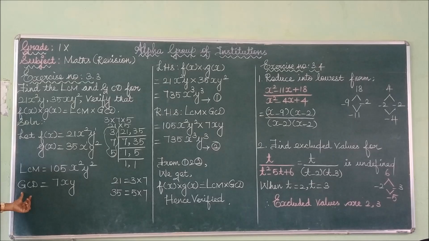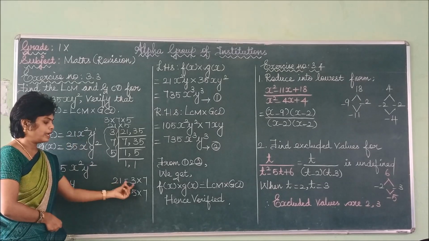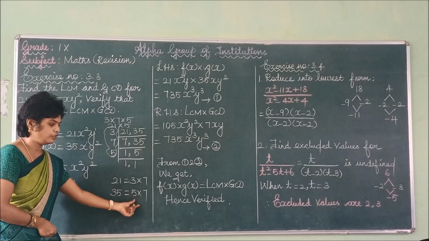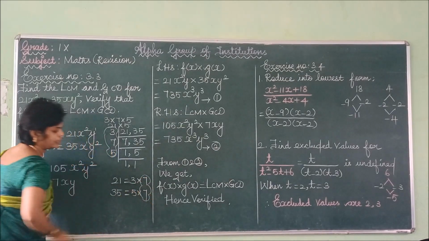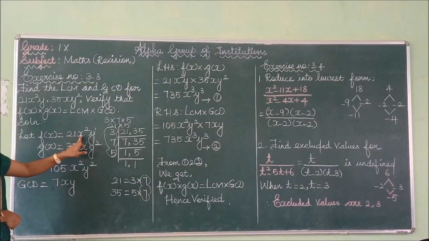Next one is GCD. GCD means you have to write the common factor. So write separately. The number 21 can be written as 3 into 7 and 35 can be written as 5 into 7. What is the common term present here? It comes in the 7 table only, that is the common one. So you can write that 7, and look at the variable.